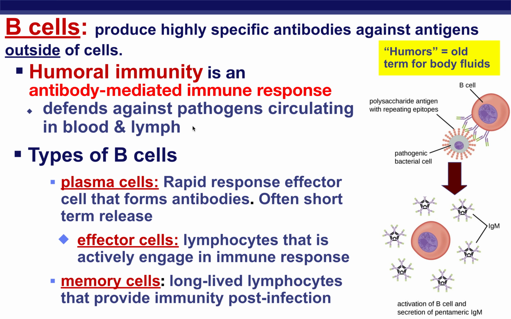Now, B cells can be considered in two groups. You have plasma cells, which are effector cells, and memory cells. Plasma cells are the active B cells that are actively making the antibodies you need. And they're considered an effector cell. An effector cell just means the cell that's actively responding to the situation.